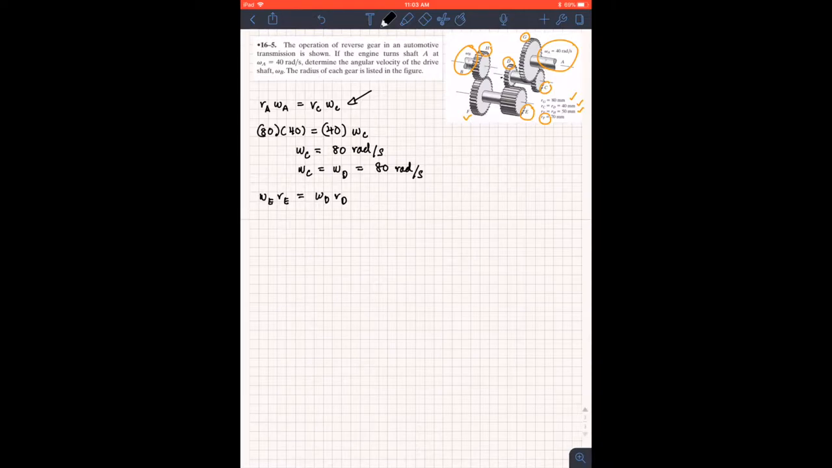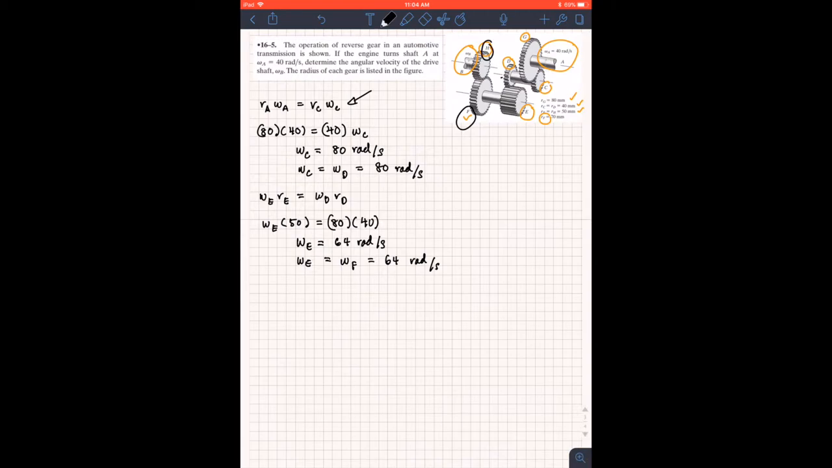We don't know the omega E value, so we put it this way. We know the radius of E, which is 50 mm, and we have omega D, which is 80, and we also know the radius of D, which is 40. When we finish calculating, we have omega E equals 64 radians per second. And omega E is equal to omega F, so omega E equals omega F equals 64 radians per second.